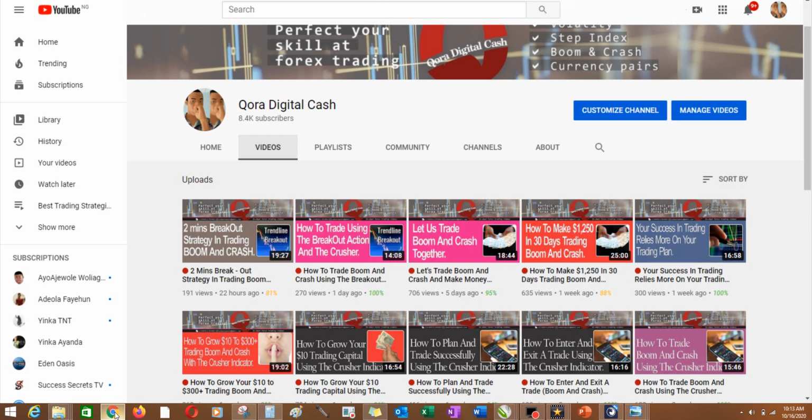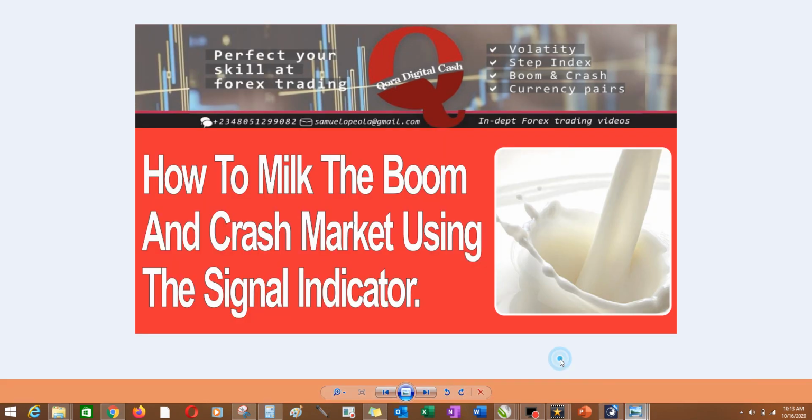So since I'm having the 2 indicators with me, and I've done for Qora indicator already, I'm going to delve into the signal indicator to see how we can use it to trade successfully. So we are starting today, and we will also do some videos on it tomorrow, and probably till we are able to finish all the major topics on the signal indicator. We are starting today with this topic: how to milk the boom and crash markets using the signal indicator.